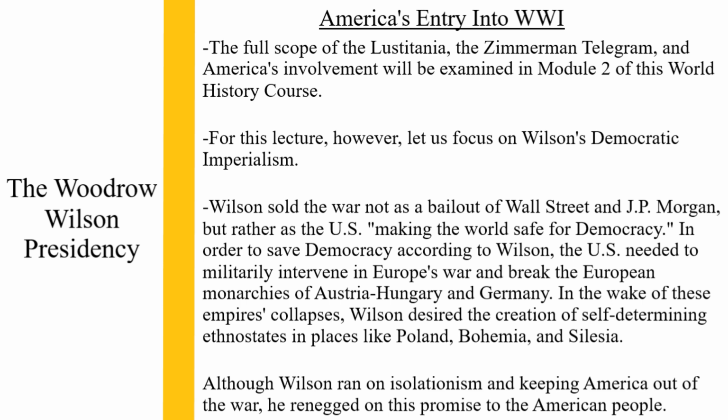Wilson sold the war not as a bailout of Wall Street and J.P. Morgan, but rather as the U.S. making the world safe for democracy. In order to save democracy, according to Wilson, the U.S. needed to militarily intervene in Europe's war and break the European monarchies of Austria-Hungary and Germany. In the wake of these empires' collapses, Wilson desired the creation of self-determining ethno-states in places like Poland, Bohemia, and Silesia.